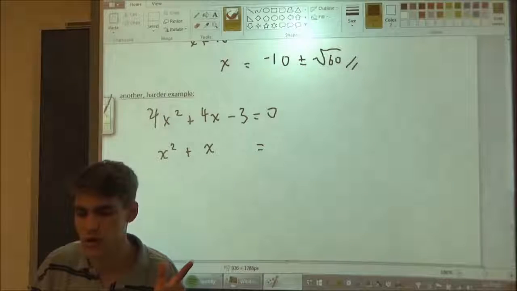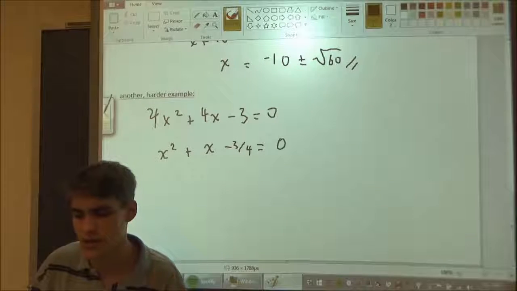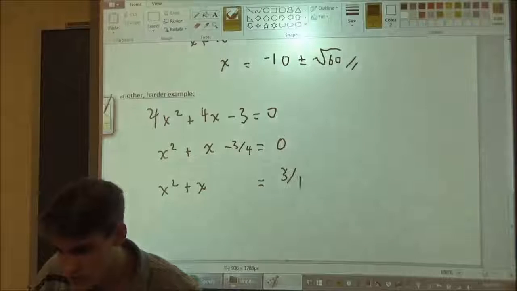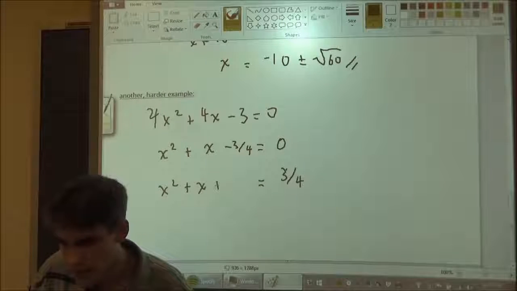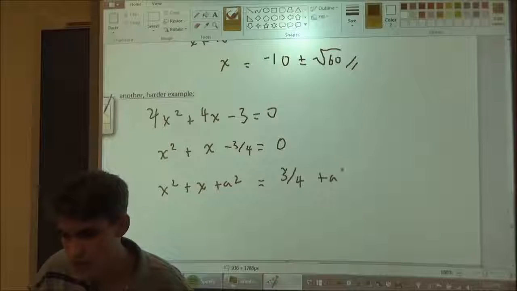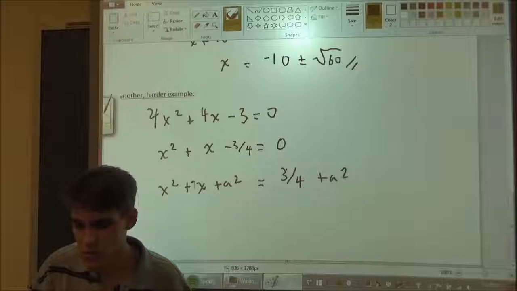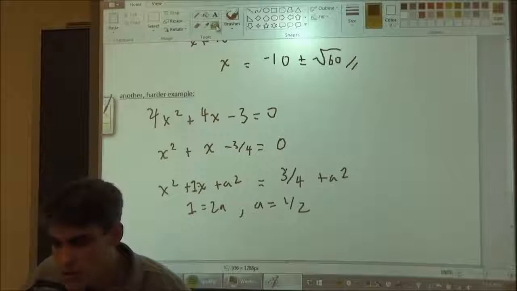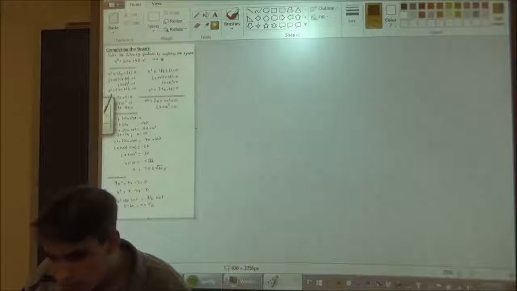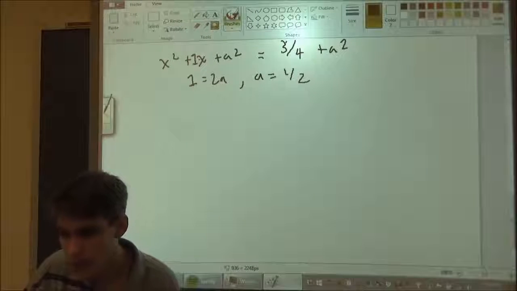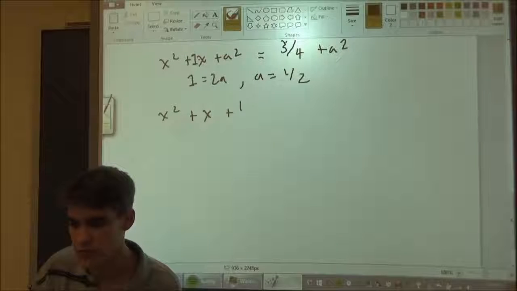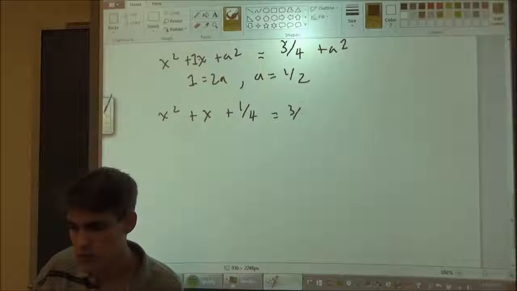This 4 divided by 4 is 1. And then you get negative 3/4. 0 divided by anything is 0. So now this is looking pretty good. We can move this 3/4 over here and add an a squared, add an a squared. Well, there's a little imaginary 1 here, right? So we want 1 to be equal to 2a. Well, that would mean a would have to be 1/2. So we got our a. And let's just plug that back in. What's a half squared? It's a fourth is equal to 3/4 plus a fourth.